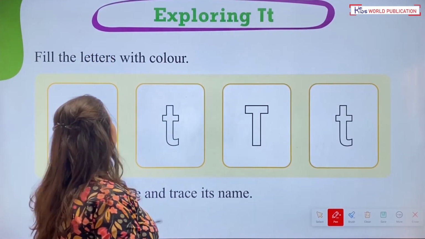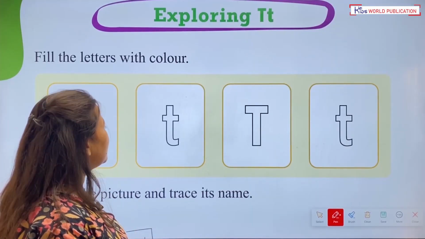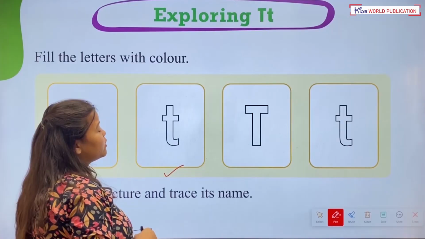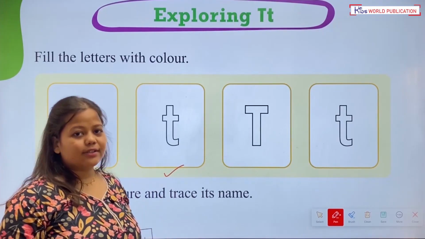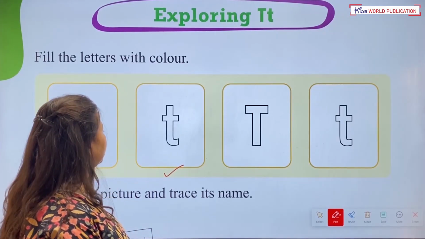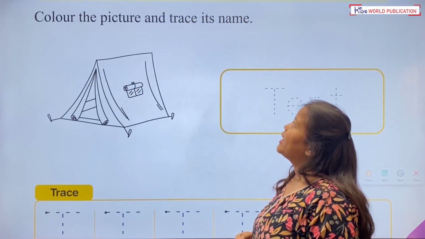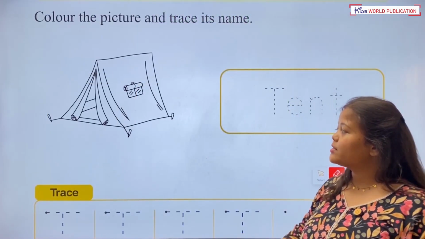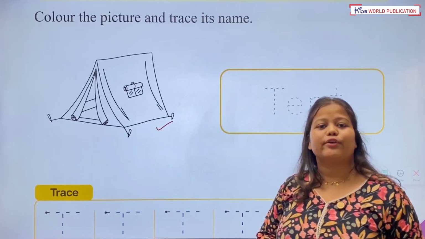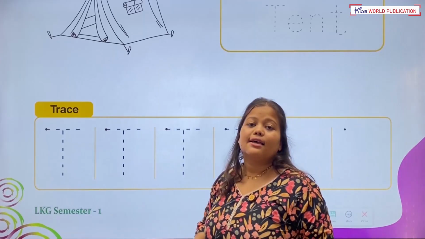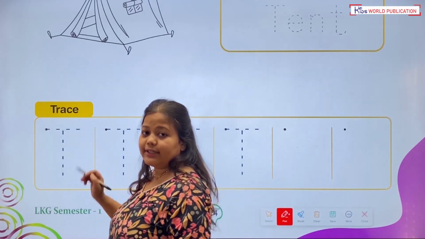Exploring T. Fill the letters with color T. So kids, here you can see letter T is drawn. So you will fill your favorite color in it. This is capital T and this is small t. Color the picture and trace its name. So kids, you will color this picture in your favorite colors and also trace its name. Trace. Let's trace the letter T.